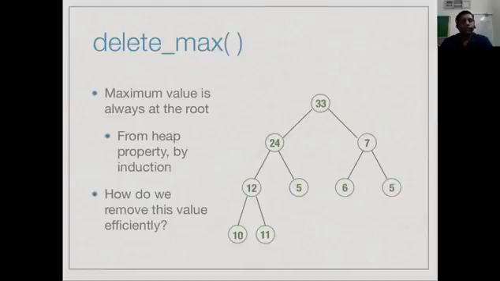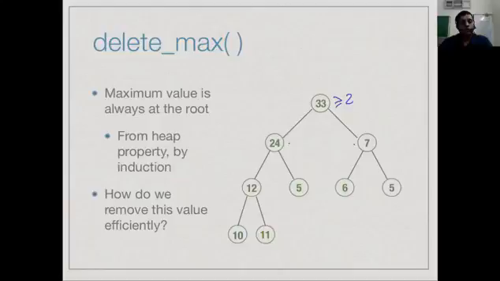Why is that? Because if I start anywhere, I know that among any 3 nodes, the maximum is at the top. If I look at 33, for example, 33 is bigger than 24 and 7. But inductively, I know that 24 must be the biggest node in this subtree, and 7 must be the biggest node in this subtree. So therefore, 33 is bigger than both, so it must be the biggest node overall in this entire tree. So the maximum value is always at the root.